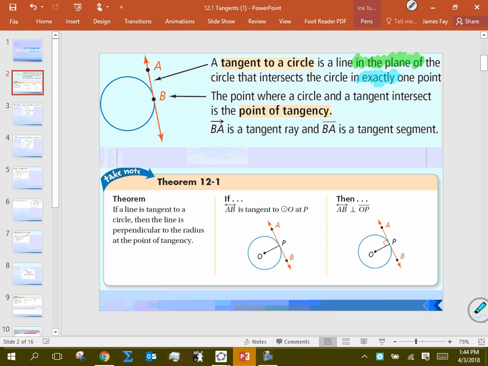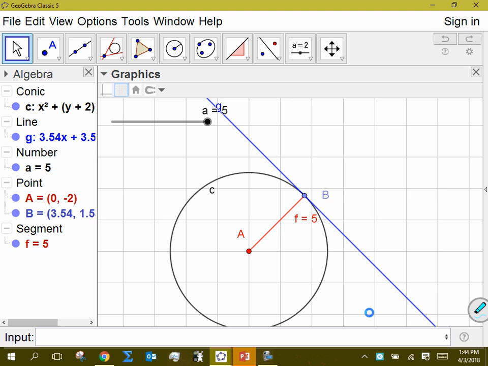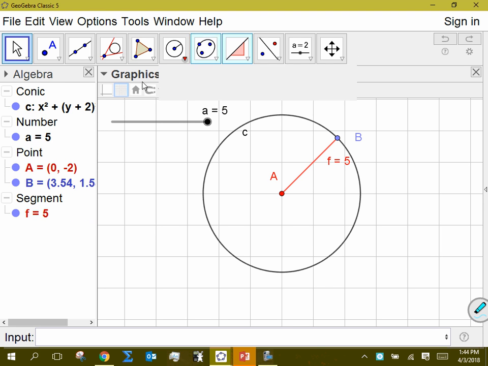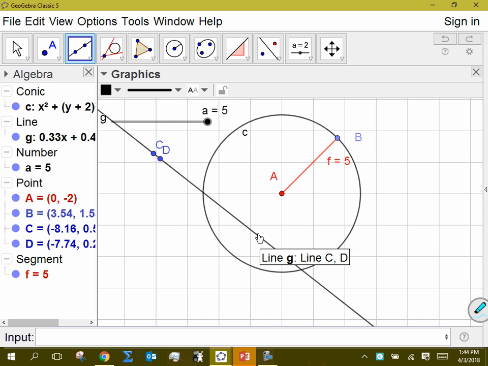The reason that exactly needs to be met is because of this idea here. If I do put this line in there, does that line intersect my circle in one point? Yes. No. But the fact is that it intersects twice.